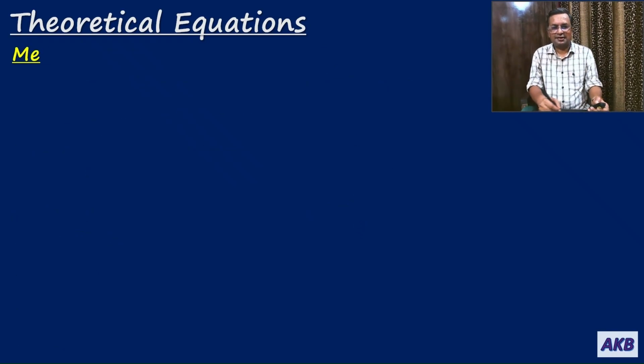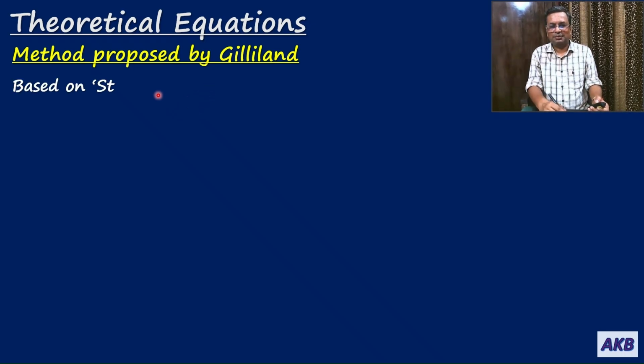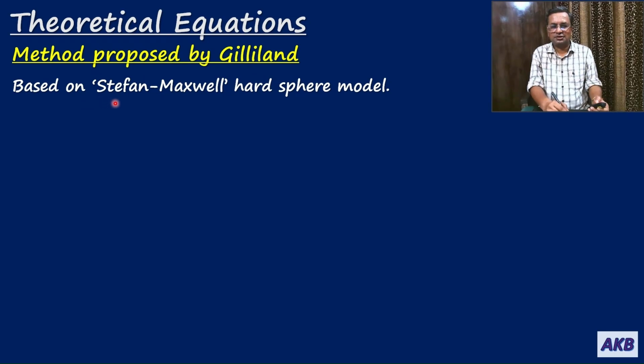Okay, there is another method for determining the diffusion coefficient, and that method is proposed by Gilliland. This method is based on the Stefan-Maxwell hard sphere model. So in this case, the gas molecules are considered to be hard spheres. So the method proposed by Gilliland is based on the Stefan-Maxwell hard sphere model.